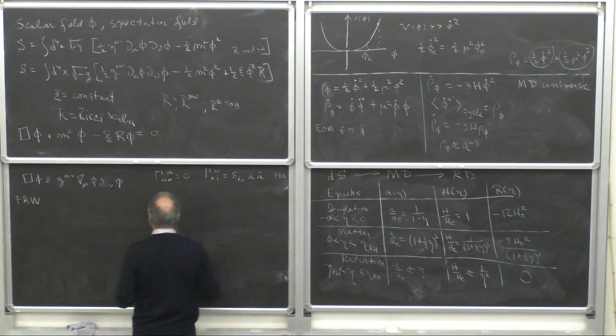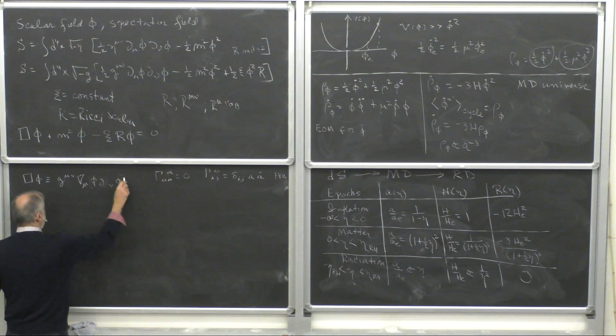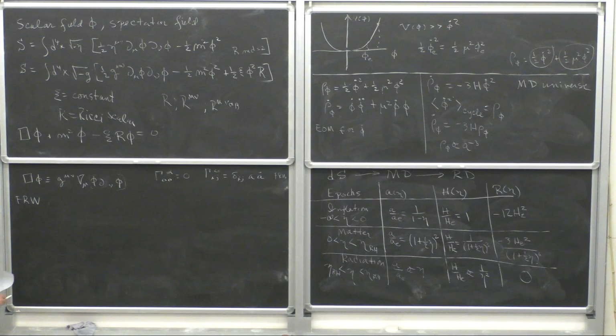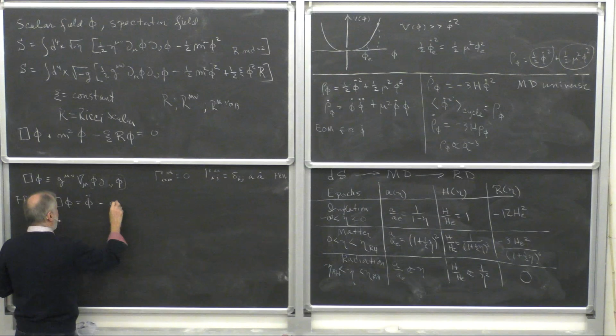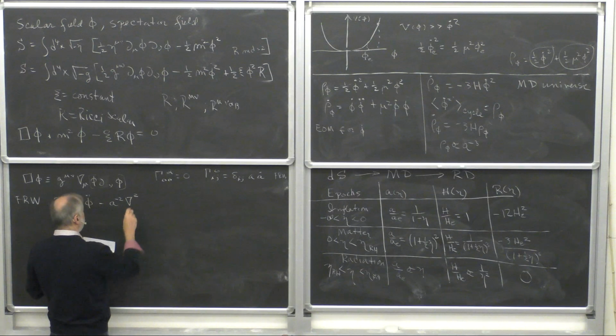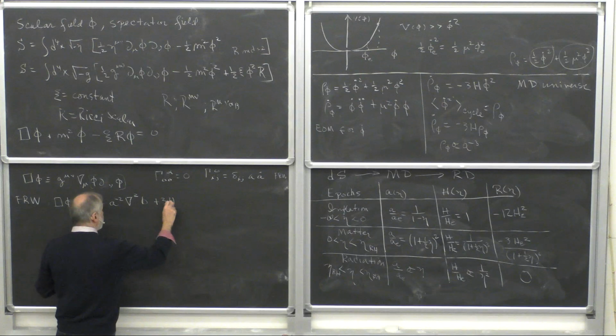So we can calculate the covariant derivative of this, and we end up in FRW with box phi equal to phi double dot minus a to the minus 2 gradient squared phi plus 3H phi dot. Good.